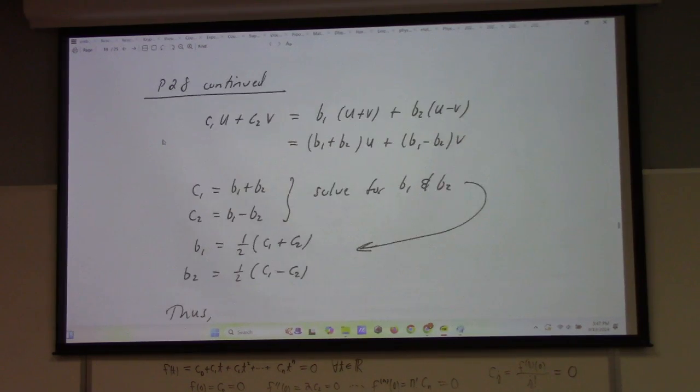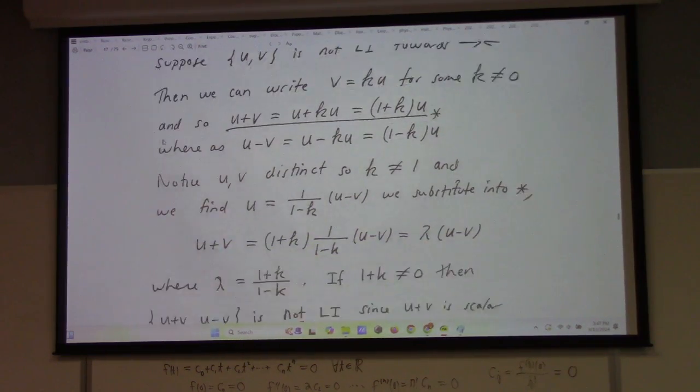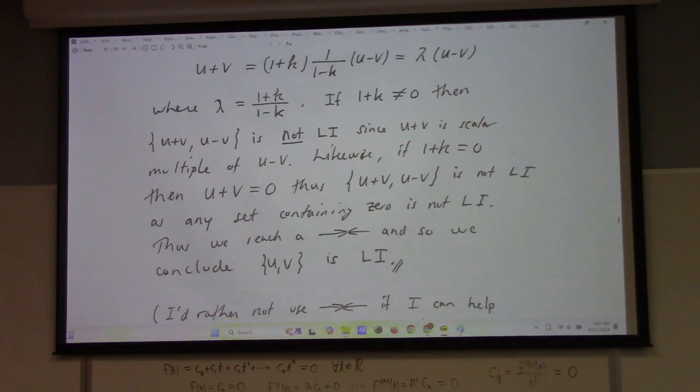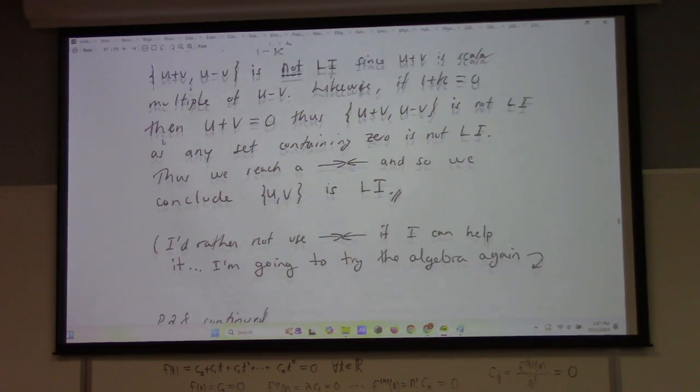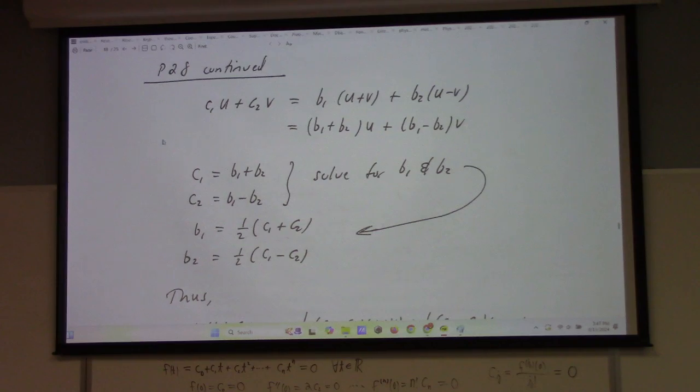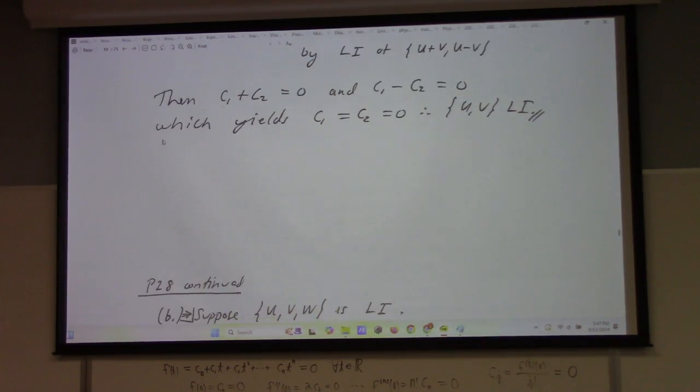Where am I? So anyway, my solution is lengthy here. So I had a proof by contradiction there. I don't really care about it. I think the other proof is better. Listen, I'm going to go on. We got other stuff to talk about today other than this homework.